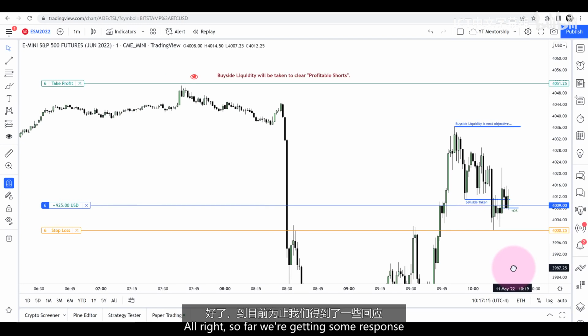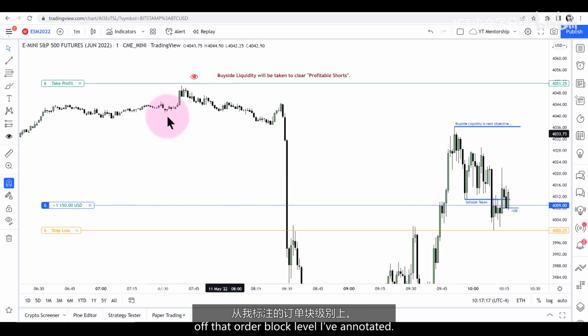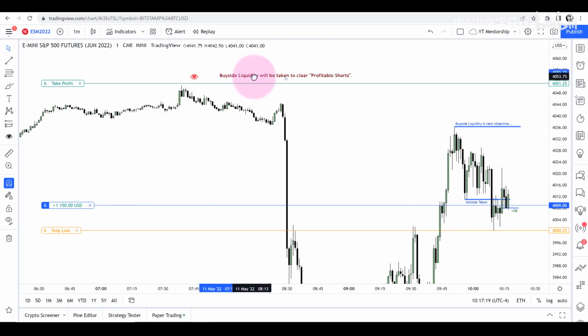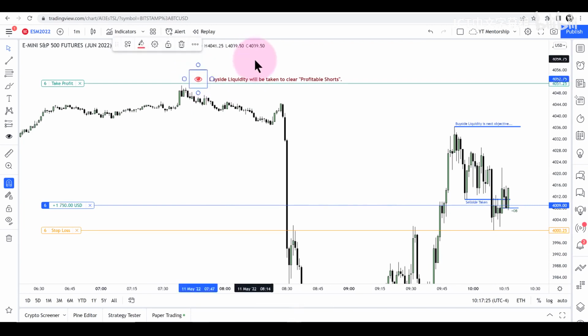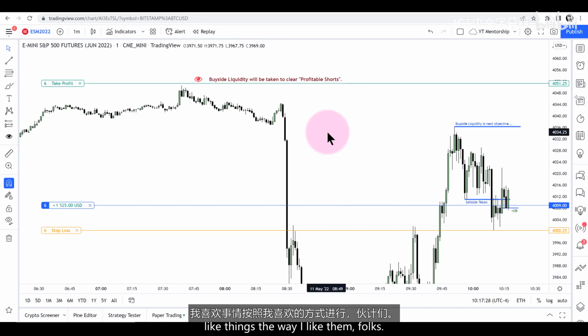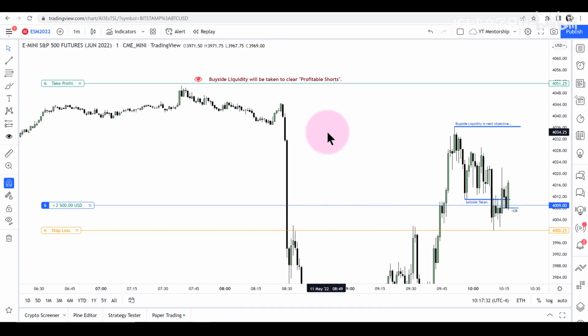All right, so far we're getting some response off that order block level I've annotated. OCD is flaring. I like things the way I like them, folks. All right, nice little caffeine bar there. Caffeine bar is something I named big green candles. If I'm bullish, I want to see that. If I'm bearish and I see it, I don't like it.